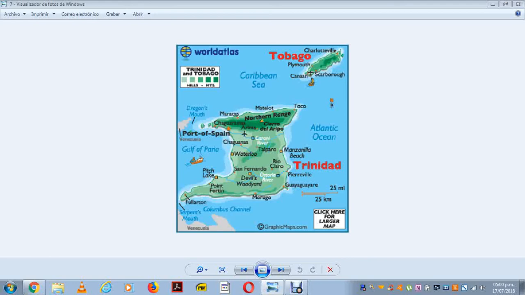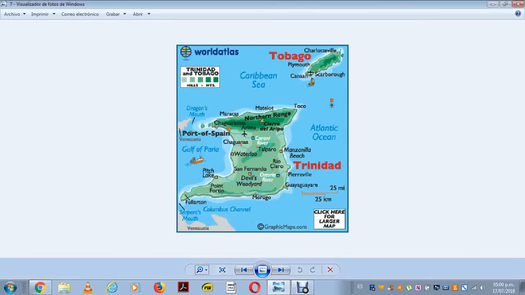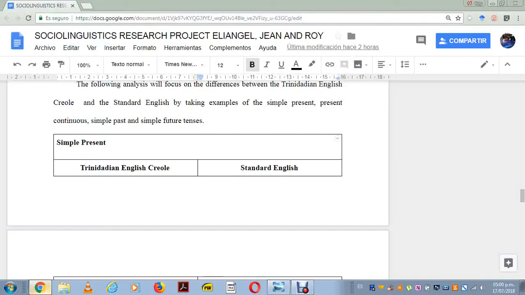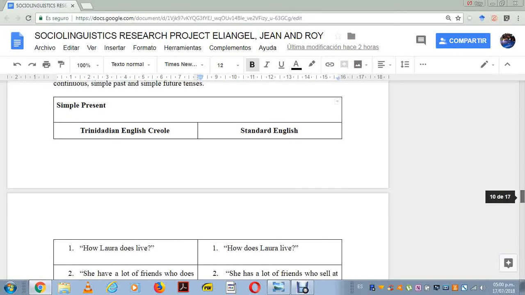For this reason, we decided to take into account this variation of language and make a comparison between the standard version and the Trinidadian English Creole, but in a descriptive way more than in a prescriptive way. So, for example, we can see these examples from the stories we chose. We have divided them into verbal tenses. We have chosen simple present first, right?